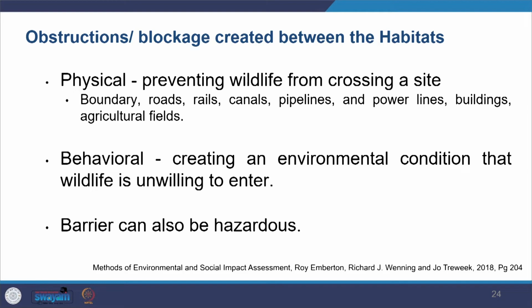Furthermore, the kind of barrier which is created can also be dangerous to their life. A lot of it can cause death, like while crossing the road, many animals die. While crossing the railway track, many animals die. So that kind of hazardous situation can also come. Because of habitat fragmentation, there is increased isolation.